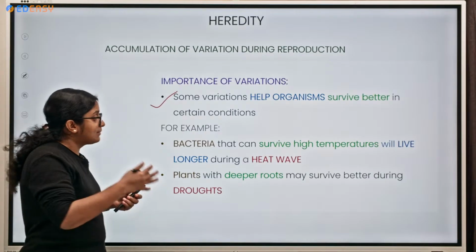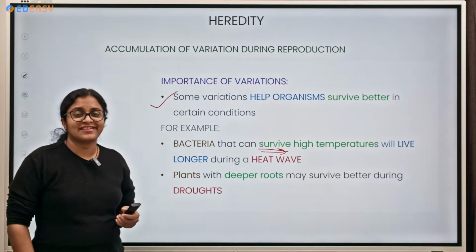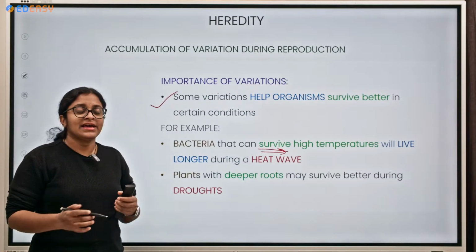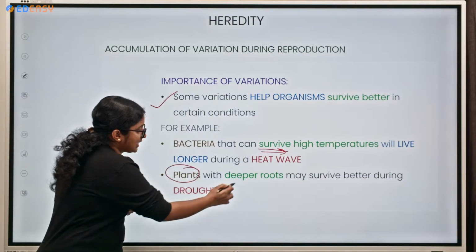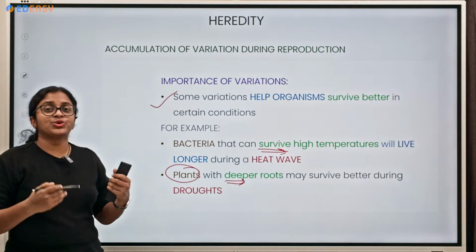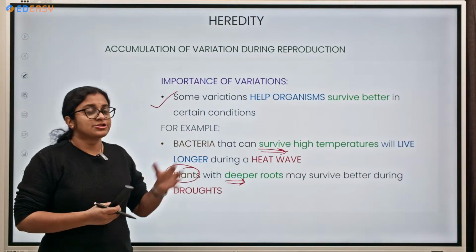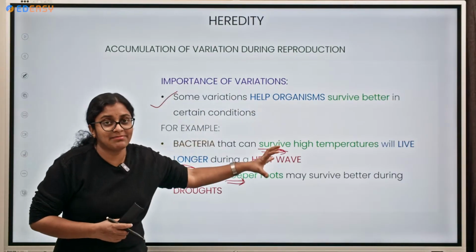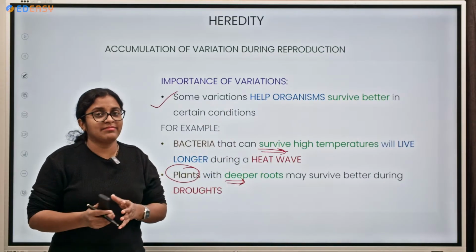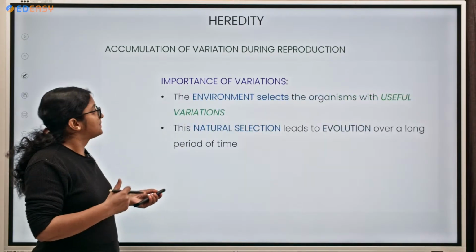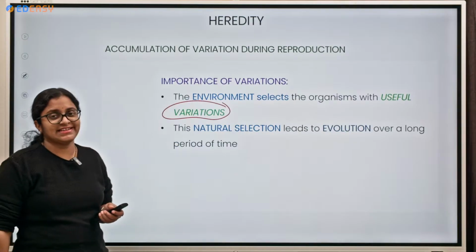Bacteria which are able to survive at higher temperatures will live longer when there is a heat wave. Similarly, we can take one more example, plants. Plants which have deeper roots will show better survival during droughts. So the variations help organisms adapt to changes in the environment and create diversity. The environment is only selecting the organisms with useful variation.